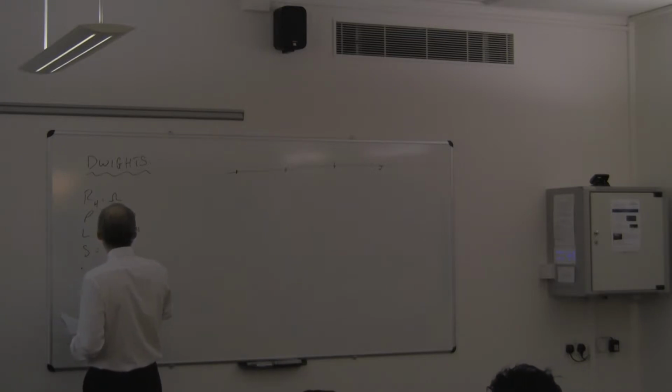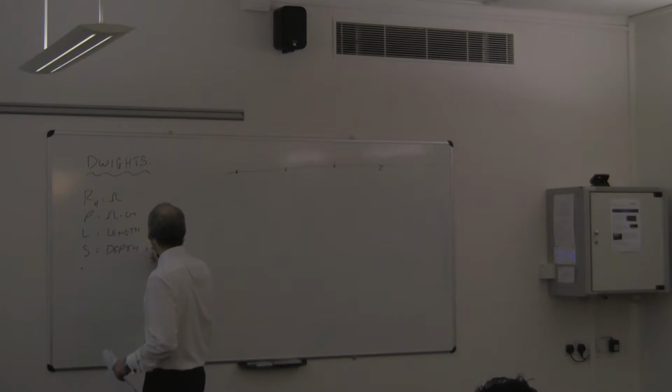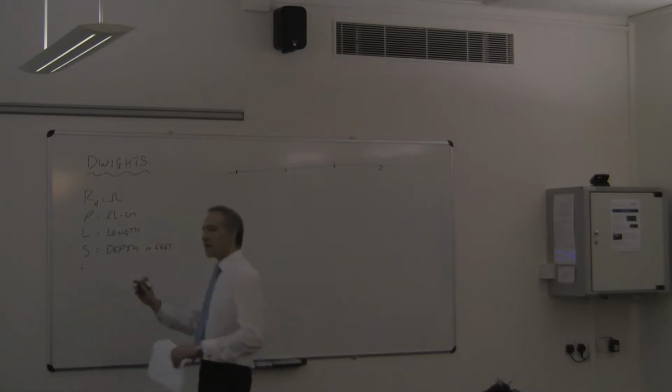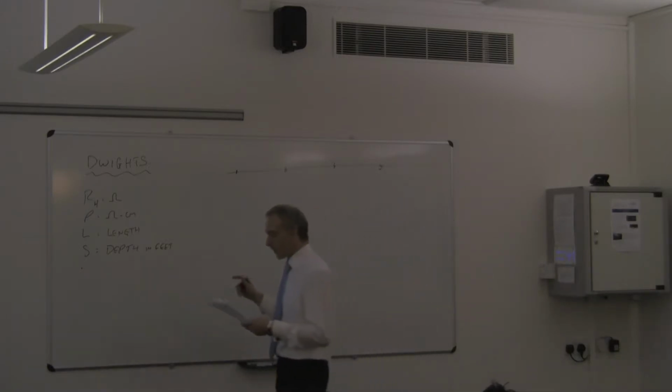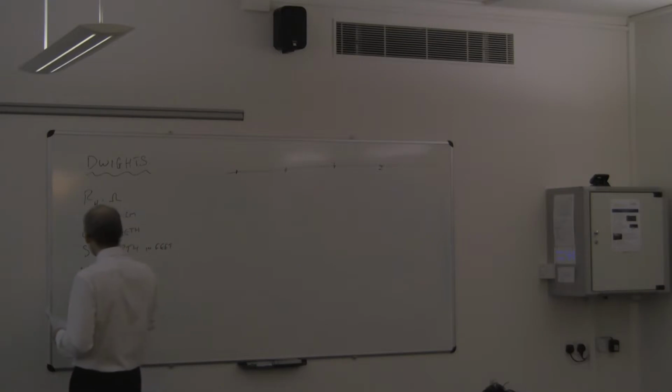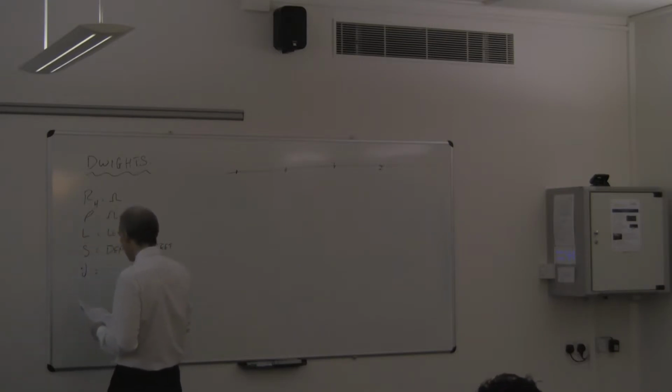So this is the depth of the anode in feet. When I say depth, I mean the depth of the anode itself, not the water depth. And D is the diameter.